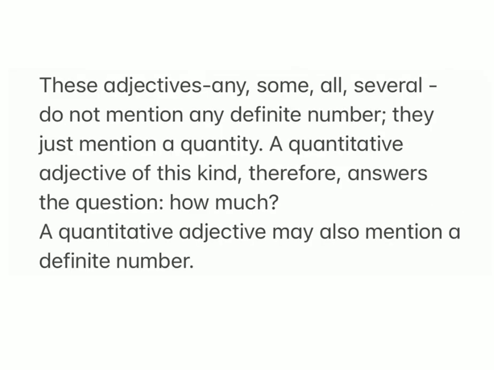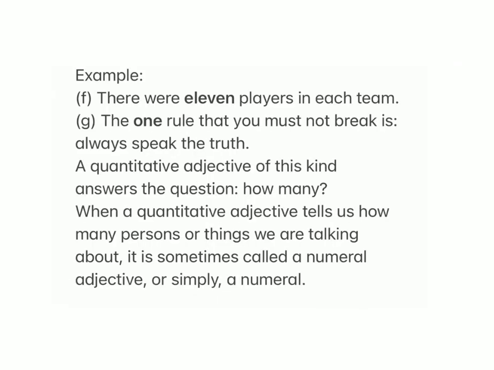These adjectives any, some, all, several, do not mention any definite number, they just mention a quantity. A quantitative adjective of this kind, therefore, answers the question, how much? A quantitative adjective may also mention a definite number. Example, F. There were 11 players in each team. G. The one rule that you must not break is, always speak the truth. A quantitative adjective of this kind answers the question, how many? When a quantitative adjective tells us how many persons or things we are talking about, it is sometimes called a numeral adjective, or simply, a numeral.